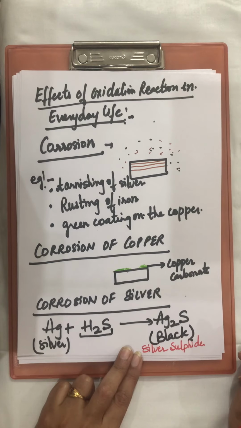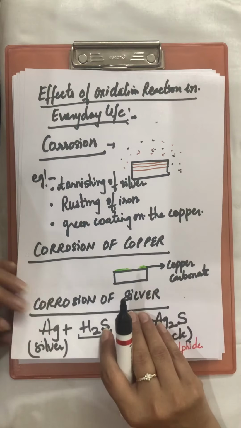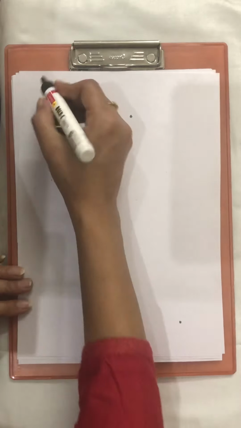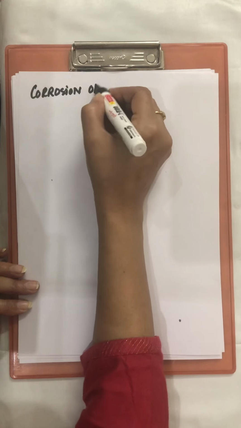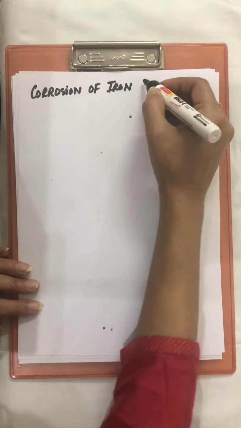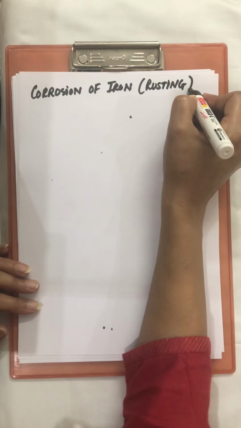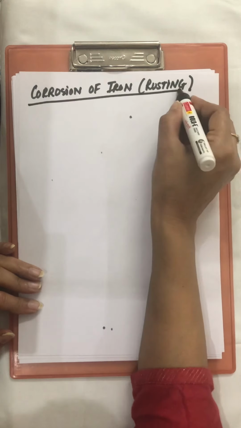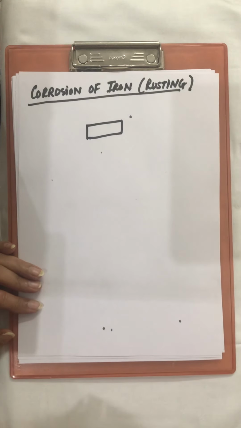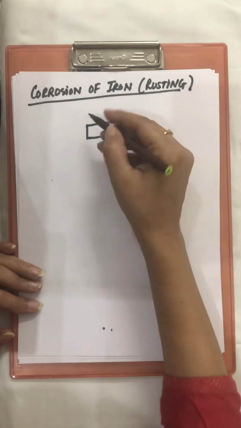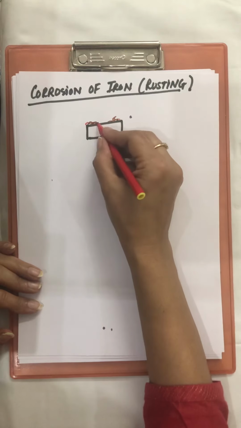And this is also called tarnishing of silver. Now, the third example of corrosion is corrosion of iron, which is called rusting of iron. When iron articles come in contact with moist air, a reddish brown flaky layer is formed on the surface.